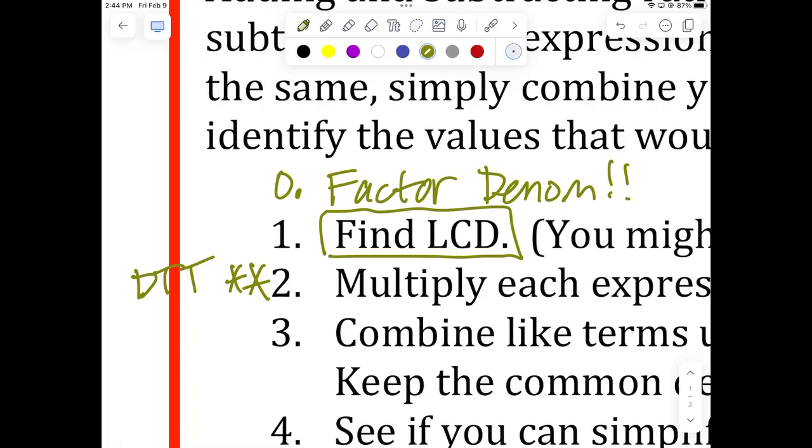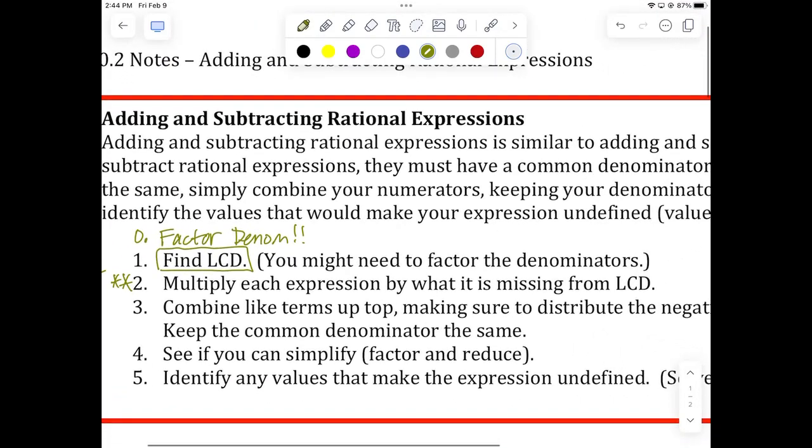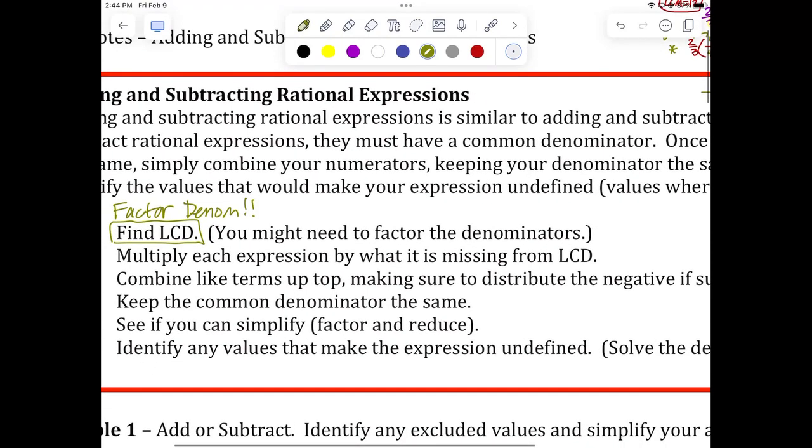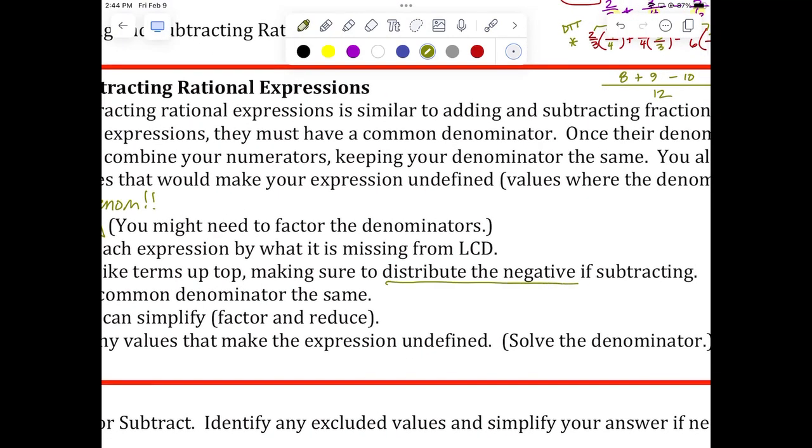It's the magical step where you multiply each expression by what is missing from the LCD. Then it's just a little bit of math. Then you're going to expand the top, combine like terms, distributing the negative if it's subtracting. Ooh, I'll show you one of those. Distributing the negative, it's the subtracting.